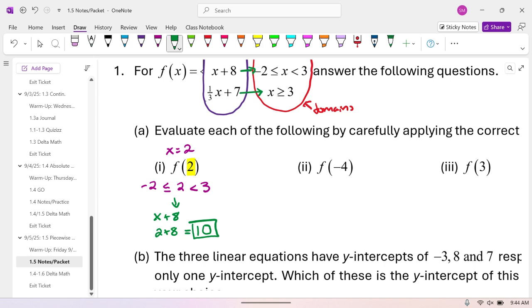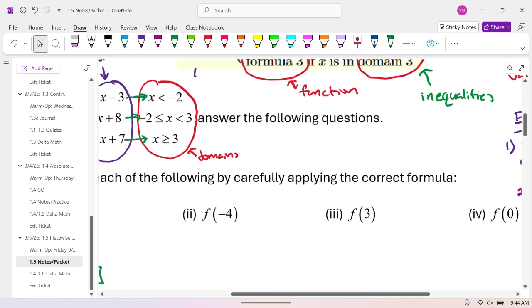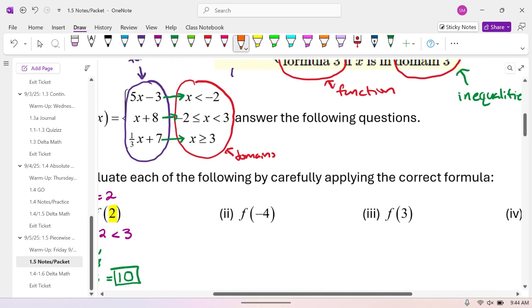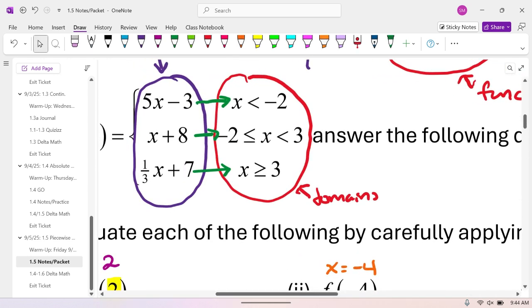So let's try the second one. So f of negative 4, that means I'm looking for when x is equal to negative 4. So we're going to do the exact same thing that we just did. We're going to take negative 4, plug it in for each of these domains, and then say it out loud. If the statement's true, we use the formula that's connected to it. All right? So, is negative 4 less than negative 2? Yes. So right off the bat, reason the top one. All right? Because negative 2 is not less than or equal to negative 4, so that's automatically out. And then negative 4 is definitely not greater than or equal to 3.